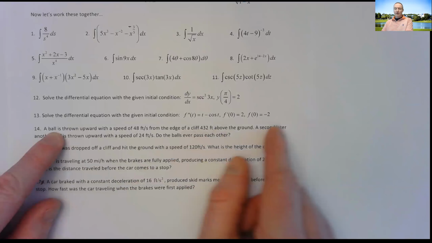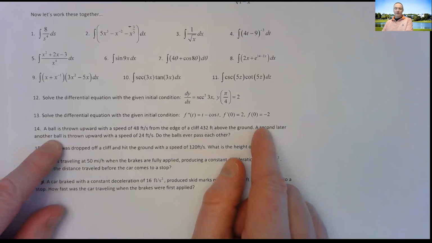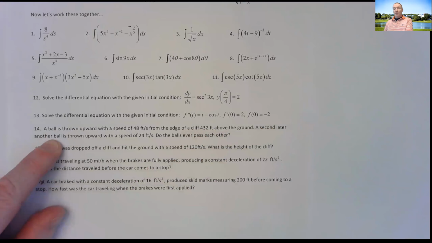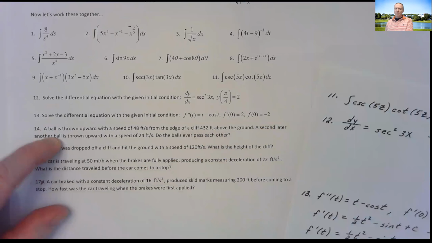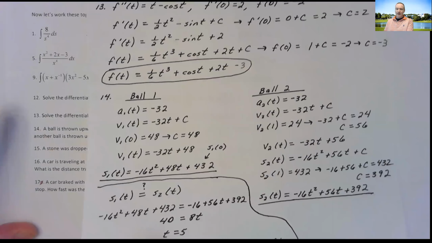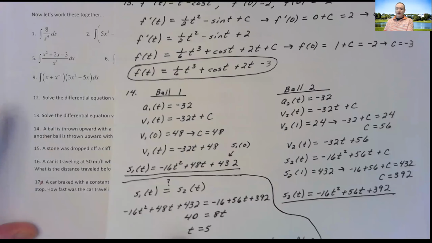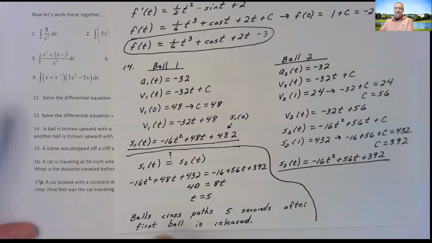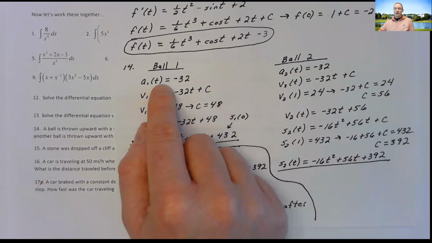A second later, another ball is thrown upward with a speed of 24 feet per second. My question is, do the balls ever pass each other? So do the balls have the exact same height at some moment in time? In order to think about this question, I went ahead and created two separate time functions.